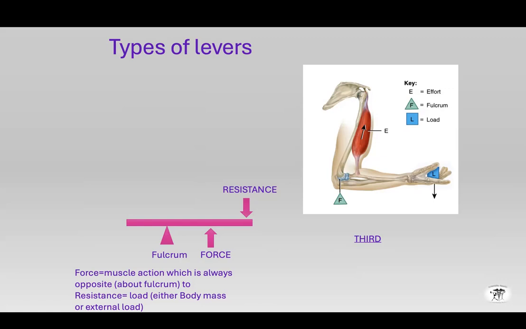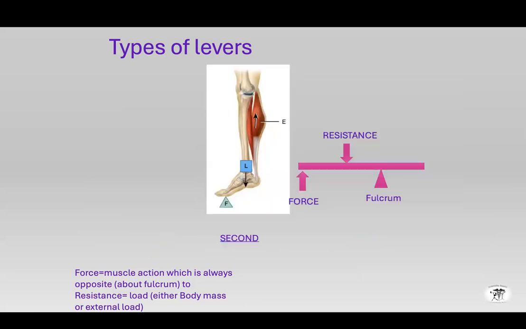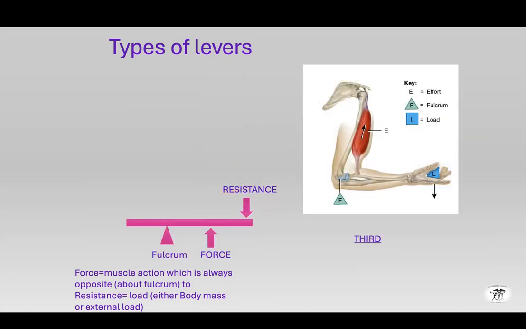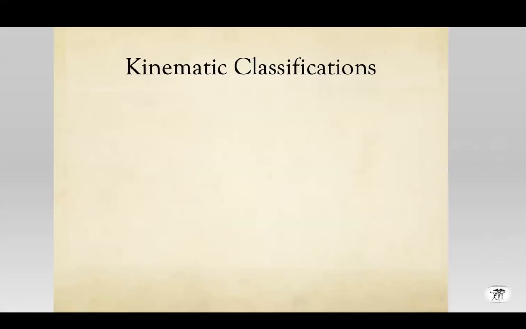So in third class lever systems, the resistance has a longer lever arm than the force does, than the muscle force does. Whereas in the second class lever system, the resistance has a shorter lever arm than what the muscle force or the muscle strength lever arm has. Those distinct differences lead to distinct advantages and disadvantages between the various systems. So let's see how we can go about utilizing these lever systems to our advantage or disadvantage within the gym.